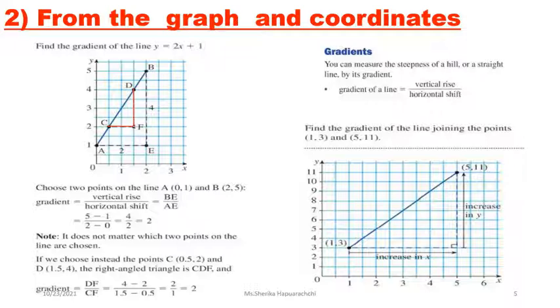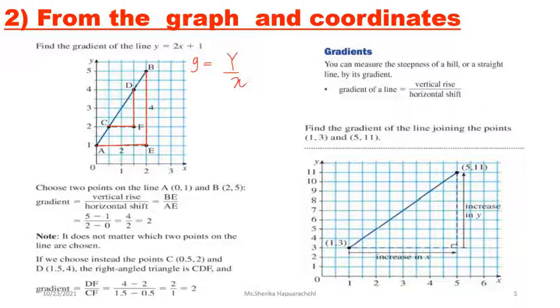Or if you want, you can draw a triangle like this. I will show with both methods. From both, you will get the same value. First, I'm going to use this small triangle. Now, we know how we find the gradient: the difference of the y values divided by the difference of the x values. That is how we find the gradient.